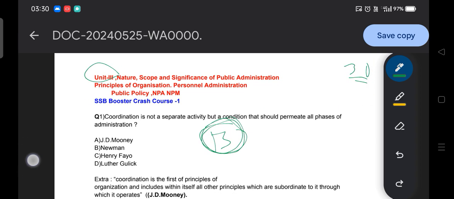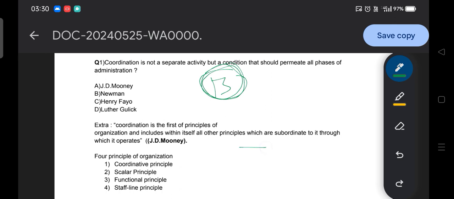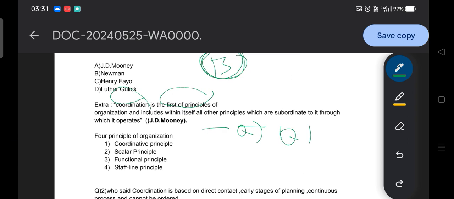So let's see the explanation of this question. You can also get a question like: who said coordination is the first principle of organization and includes within itself all other principles, which are subordinate to it and through which it operates? I believe this question was asked in 2023. It was said by J.D. Mooney. J.D. Mooney says that coordination is the first principle of organization, and as you know, he talked about four principles in organization: the coordinative principle, scalar principle, functional principle, and staff and line. So the coordinative principle is the first, and it is part of the four principles of organization by J.D. Mooney.